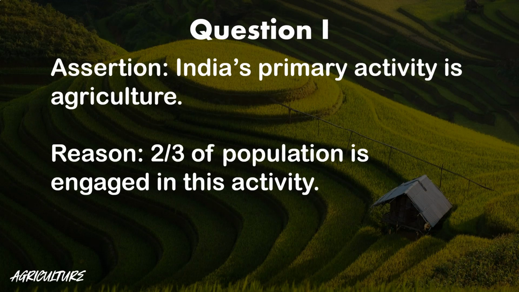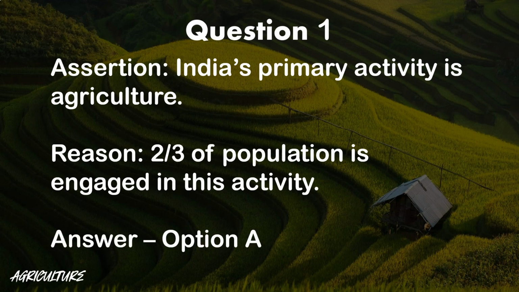So the first question is assertion: India's primary activity is agriculture. Reason: 2/3 of the population is engaged in this activity. So pause the video and take a few minutes to guess what the answer might be. So yes, the answer is option A.